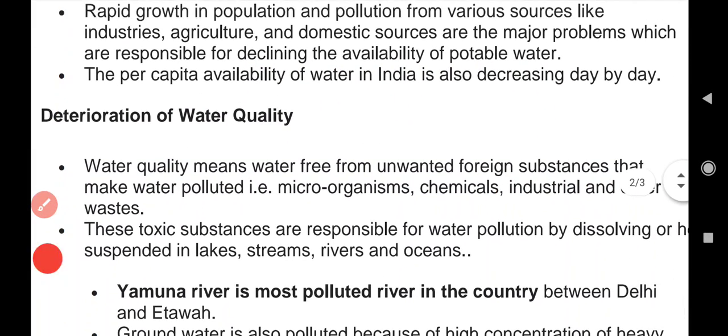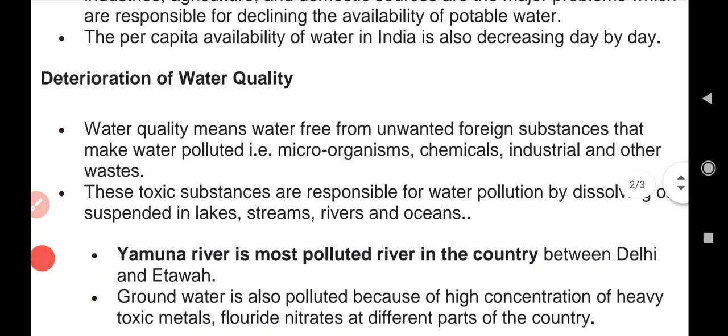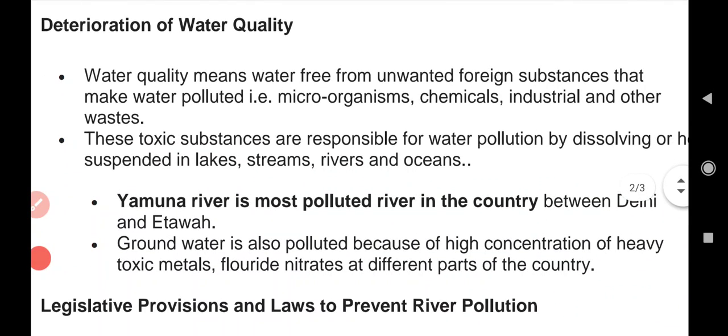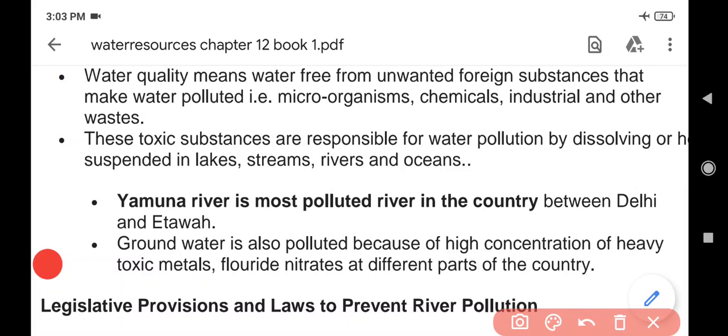The deterioration of water quality means how water quality is becoming poor. What does water quality mean? Water quality means water free from unwanted foreign substances that make water polluted, meaning the water which is free of all the dirty things. That is called water quality, meaning pure water.